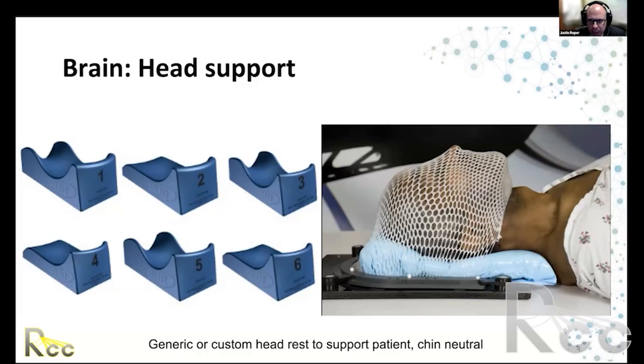And we use the custom head support most often for a patient who is unable to lie comfortably on one of the generic cushions. So, for example, if they've had surgery, if they're especially sensitive, then it may be that we can make them more comfortable and therefore less likely to move with a custom support. Whether a custom headrest or a generic foam cushion, we're typically tilting the patient's head such that the chin is in the neutral position before placing the mask.